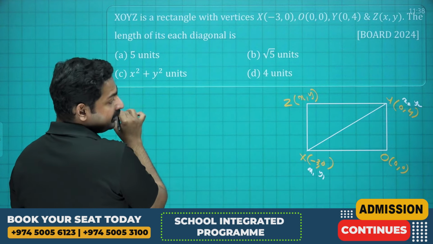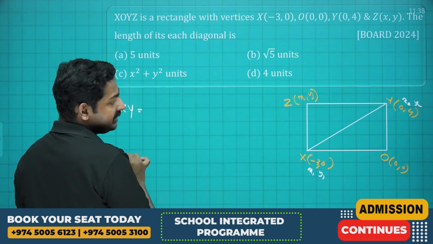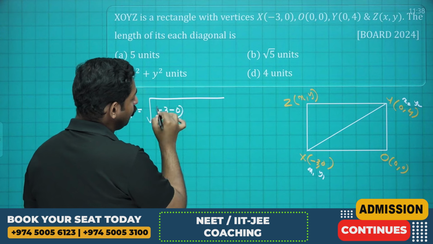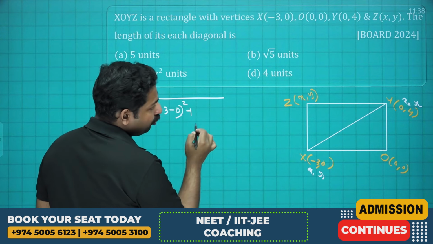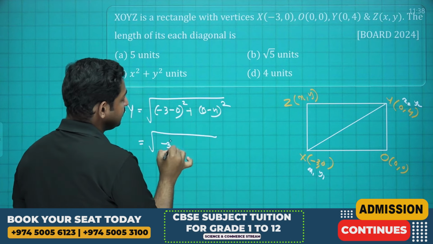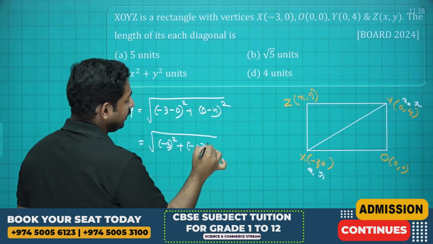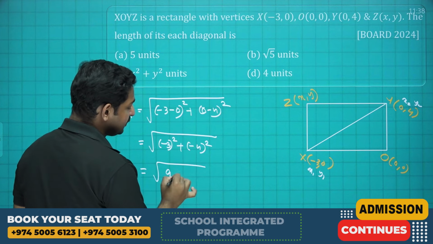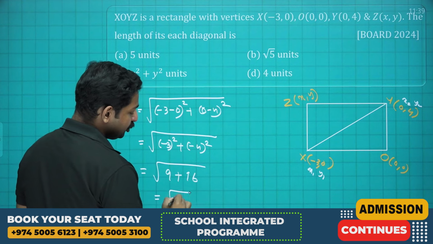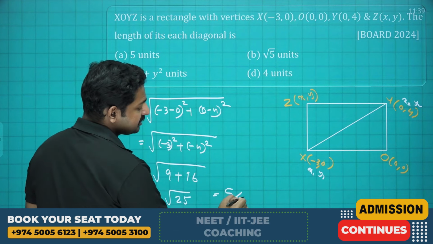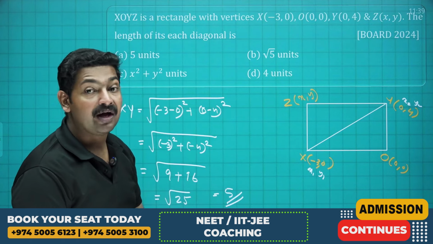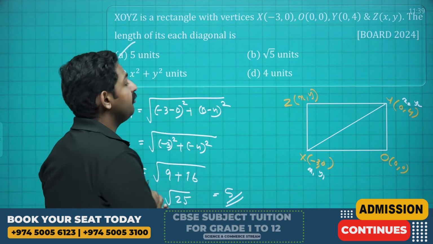Okay, the length of XY, the diagonal XY is equal to root of minus 3 minus 0 the whole square plus 0 minus 4 the whole square, which is equal to root of minus 3 square plus minus 4 square, which is equal to root of minus 3 square is 9 plus minus 4 square is 16 you will be getting, which is equal to root 25. Root 25 means the value is equal to 5, so the length of the diagonal is equal to 5 units. So the answer is 5 units.